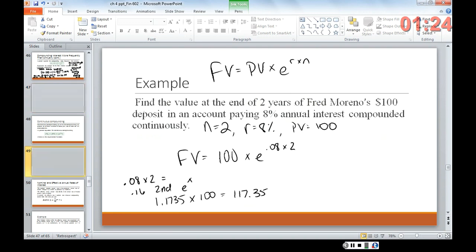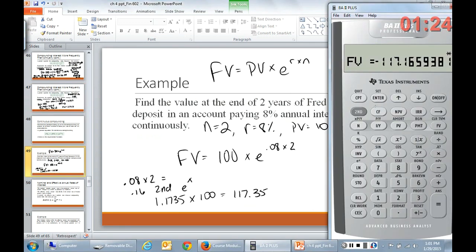And I'll show you. So you do your interest rate, 0.08 times 2, that equals 0.16. So you push second and the natural log button, and that tells you that the exponential function raised to 0.16 is 1.1735, and now you multiply that by 100. So it's $117.35.